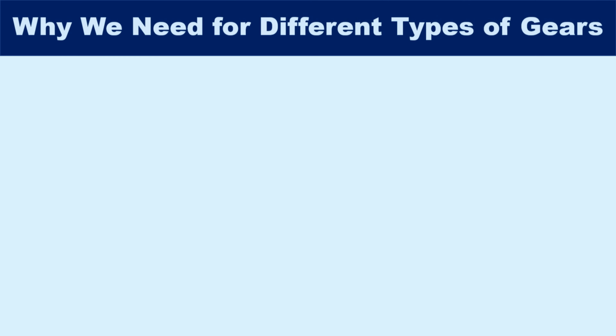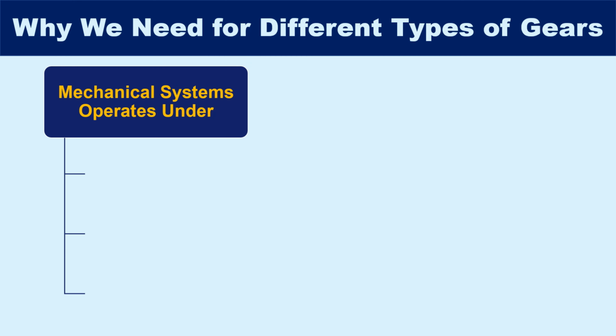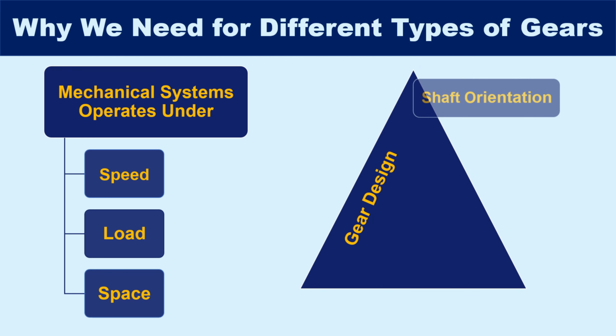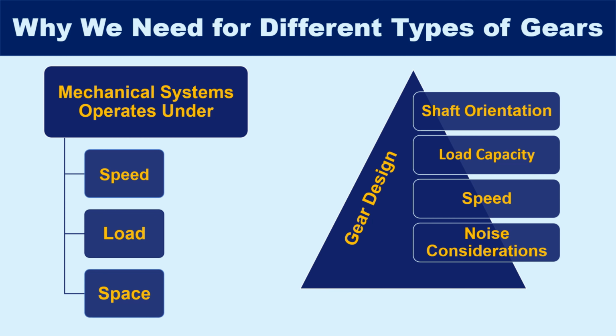So, here comes the important question. Why do we need different types of gears? As you know, mechanical systems operate under different speed, load, and space conditions. A single gear type cannot satisfy all operational requirements. Gear designs vary based on shaft orientation, load capacity, speed, and noise considerations.